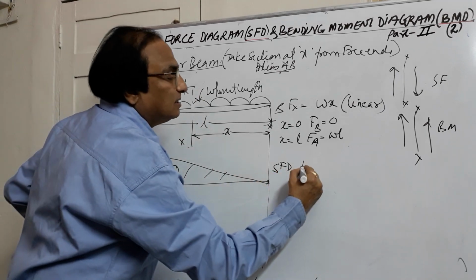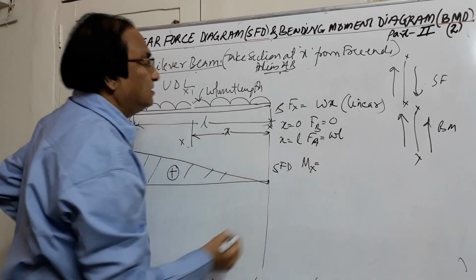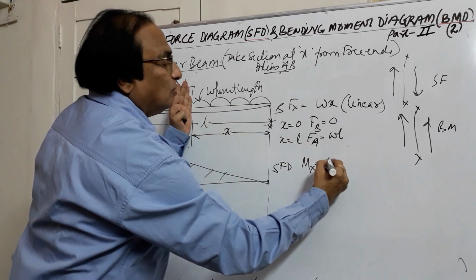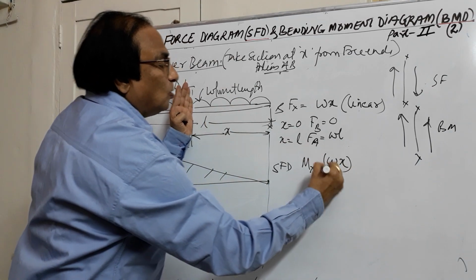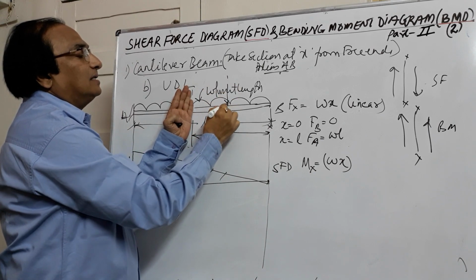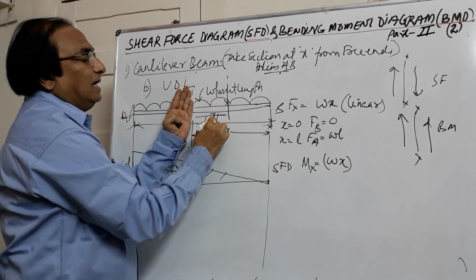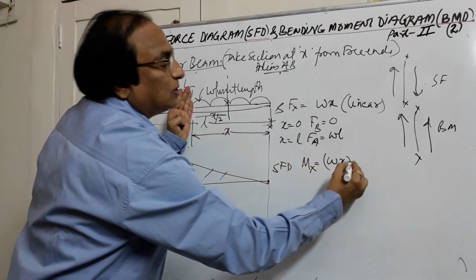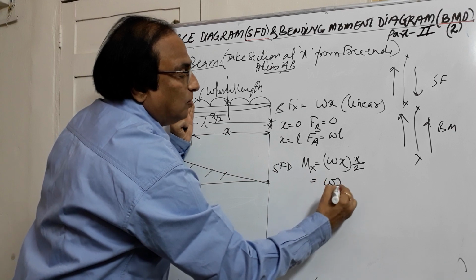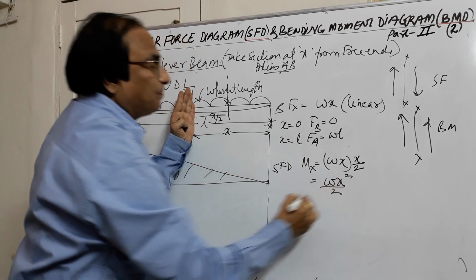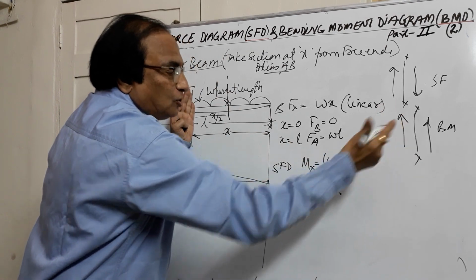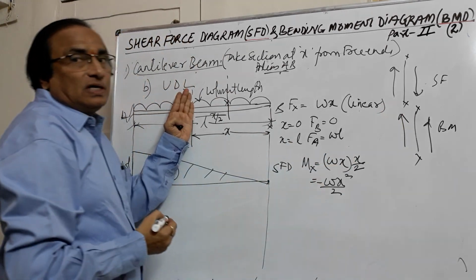We have considered the section. Moment at the section X is equal to, there is only one force on the right hand side. Force is W into X. This is the load acting. W into X. Where will it act? It will act at the center. So this distance will be X by 2. So force into perpendicular distance X by 2, so this will be W X square by 2. It is acting down. Bending moment up is positive, so it is negative. It is acting down.